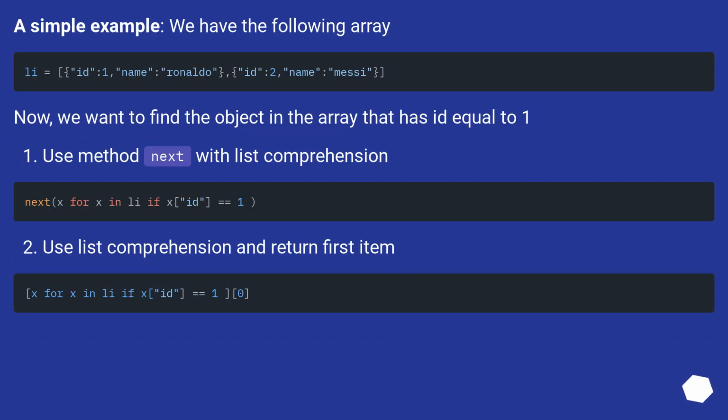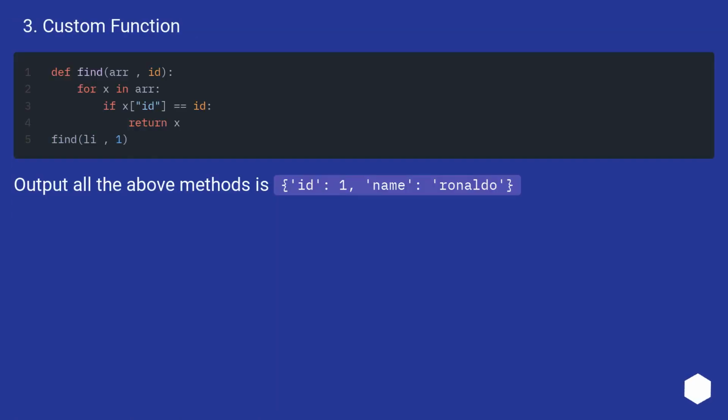A simple example, we have the following array. Now, we want to find the object in the array that has ID equal to 1. Use method next with list comprehension. Use list comprehension and return first item. Custom function. Output of all the above methods is ID column 1, name column Ronaldo.